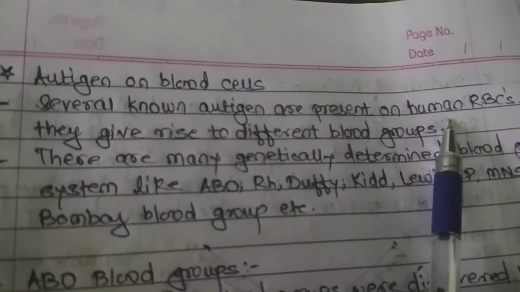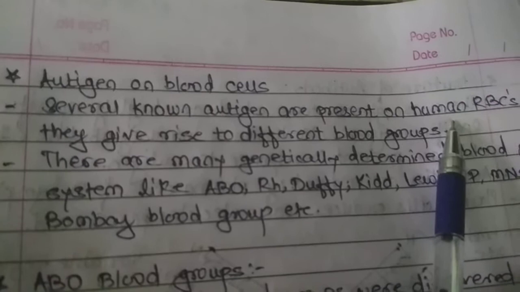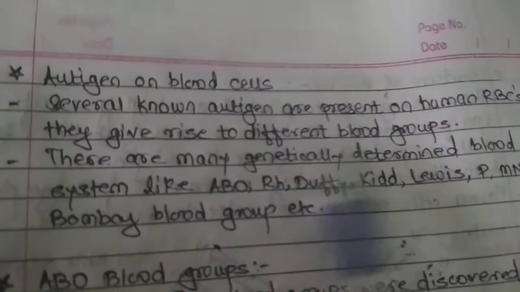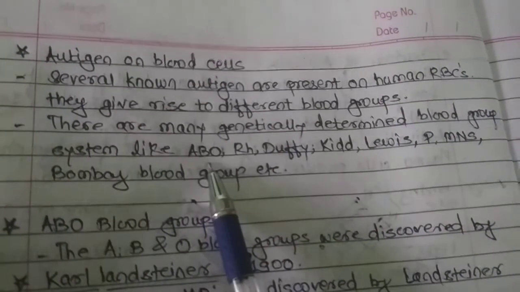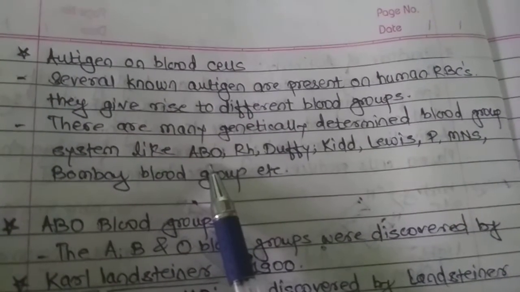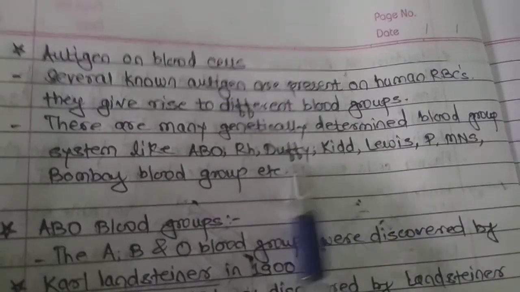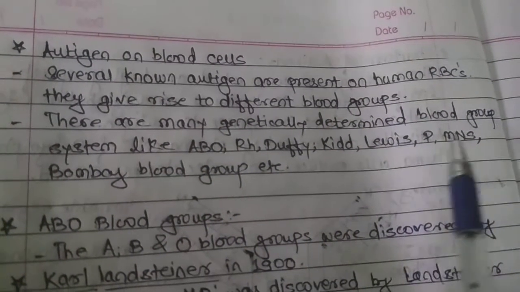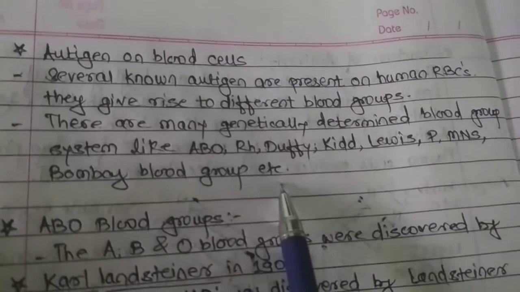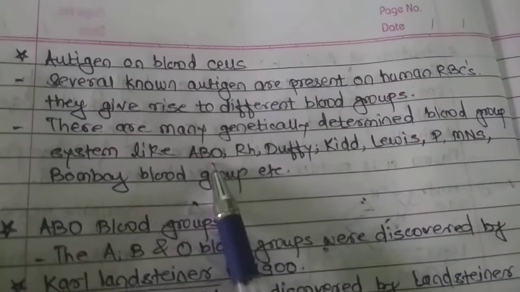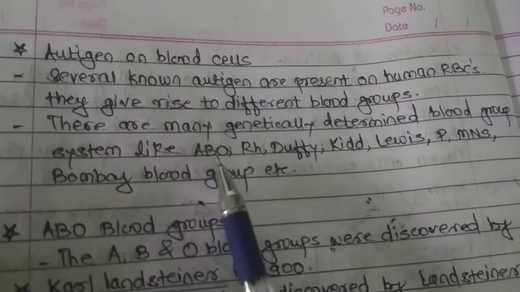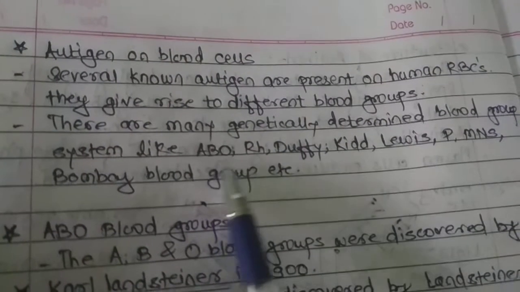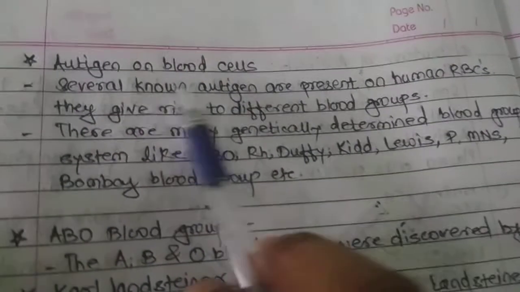So on our erythrocytes, red blood cells, there is a presence of several different kinds of antigen, and they give rise to different blood groups. Now there are many genetically determined blood group systems, like ABO, which you know about, but there are several other systems also present, like Rh, Duffy, Kidd, Lewis, P, MNS, Bombay blood group, etc. So these are the different blood groups apart from ABO. You must know about ABO: A, B, O and AB. These are the 4 blood groups known as the ABO system. So, antigens on blood cells.